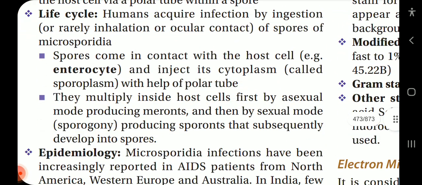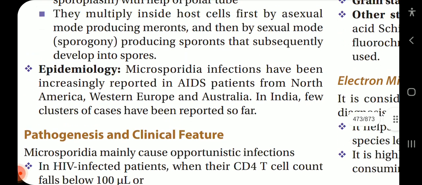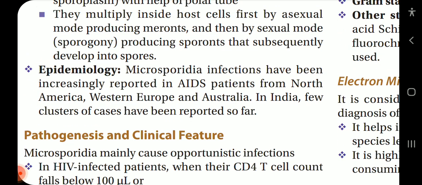Life cycle: humans acquire infection by ingestion, or rarely inhalation or ocular contact, of spores of Microsporidia. Spores come in contact with the host cell, for example an enterocyte, and inject their cytoplasm, called sporoplasm, with the help of a polar tube. They multiply inside the host cell first by asexual mode producing merons, and then by sexual mode, sporogony, producing sporonts that subsequently develop into spores.